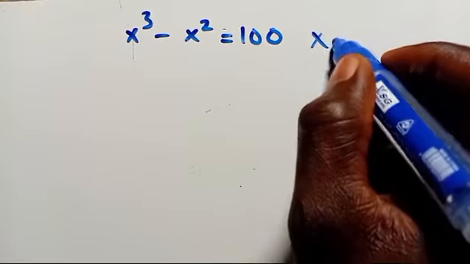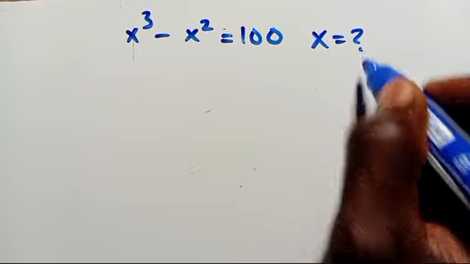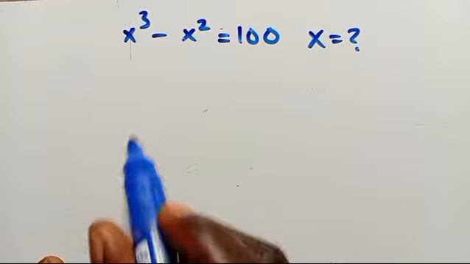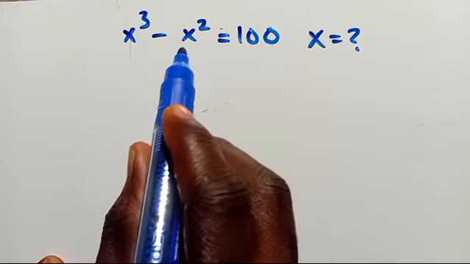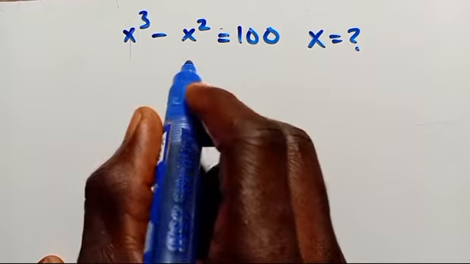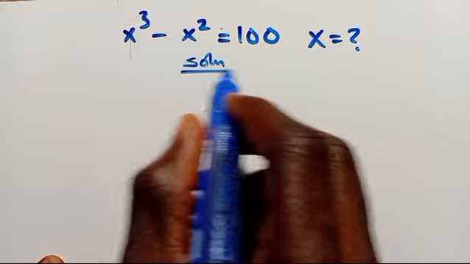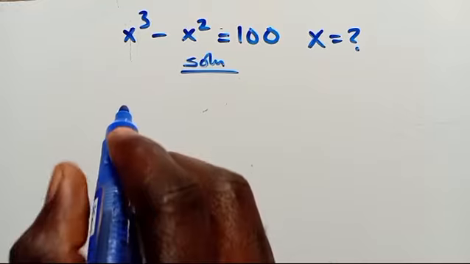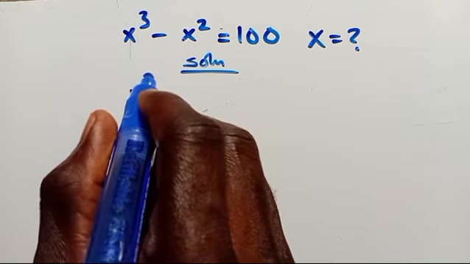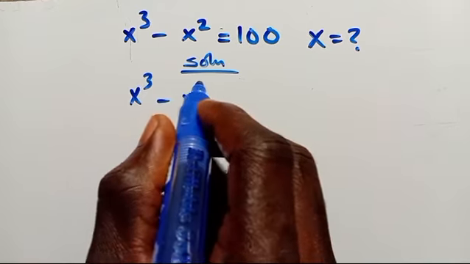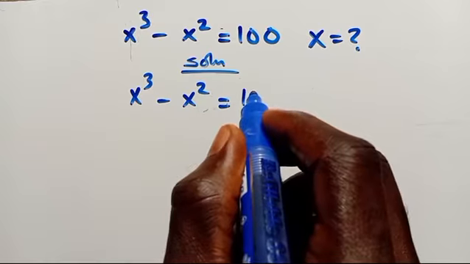In this video, we want to find the value of x. Given that x to the power of 3 minus x squared equals 100, let's have it be the solution. So from here we have x to the power of 3 minus x squared equals 100.